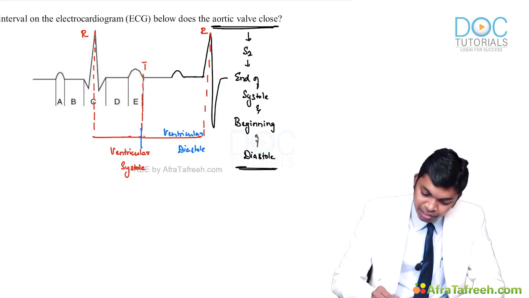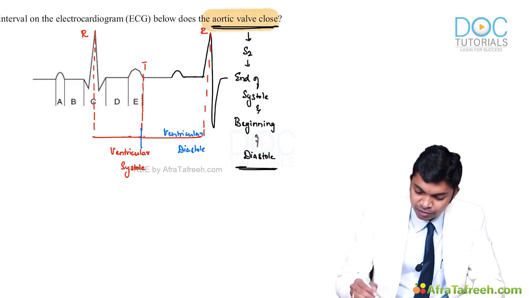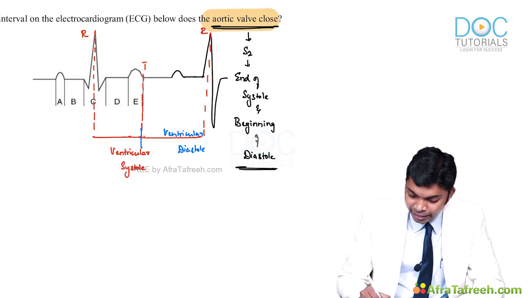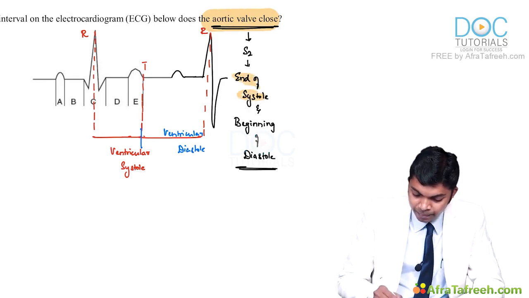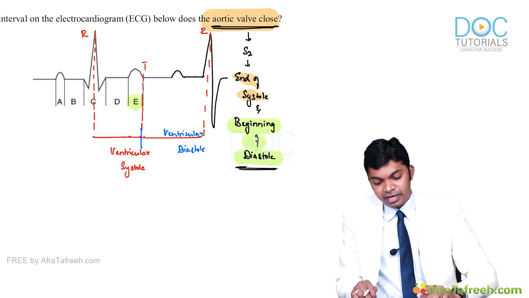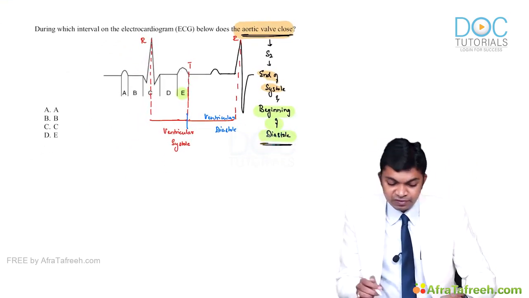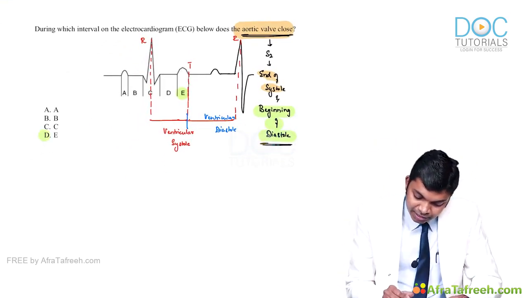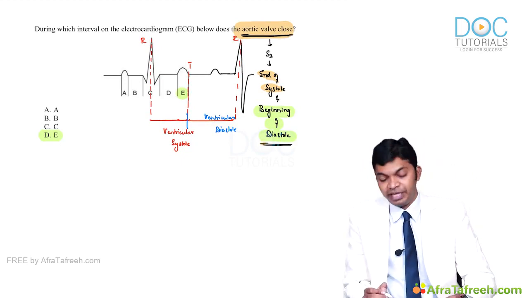So, as per the question, the aortic valve closes, right? That tells us end of systole and beginning of diastole, okay, doctors. Where does the systole end? At this segment, right? Segment E tells us the end of systole. So, the answer is segment E, that is option D, doctors.